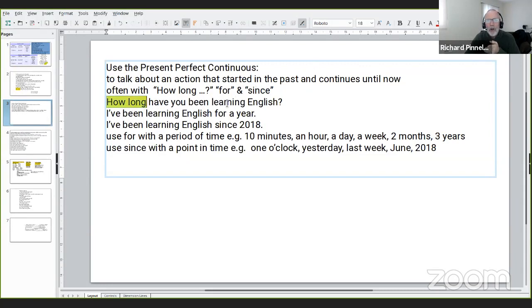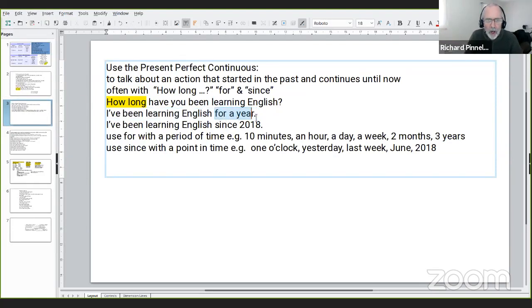So here's an example. How long have you been learning English? And I've got two answers here. I've been learning English for a year, and I've been learning English since 2018. So the question is, how long have you been learning English from the past until now? And the answer is, I've been learning English for a year, started in the past, continues till now, and may or may not continue into the future.